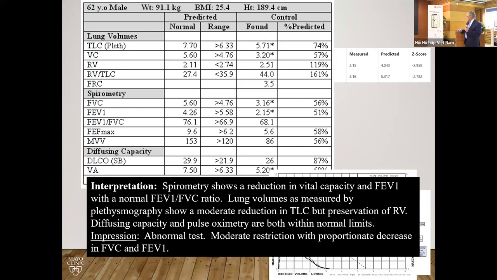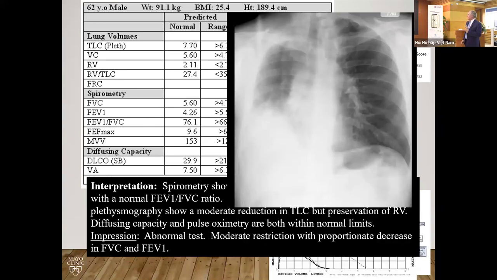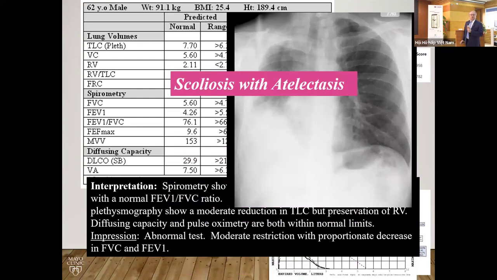So spirometry shows a reduction in vital capacity with a normal ratio. Lung volumes as measured by plethysmography show moderate reduction in TLC, but it should be FRC, moderate reduction, with a preserved RV. Diffusing capacity is within normal limits. So an abnormal test with moderate restriction with disproportionate decrease in FVC and FEV1. And this individual had scoliosis with atelectasis. So a complex restrictive pattern.